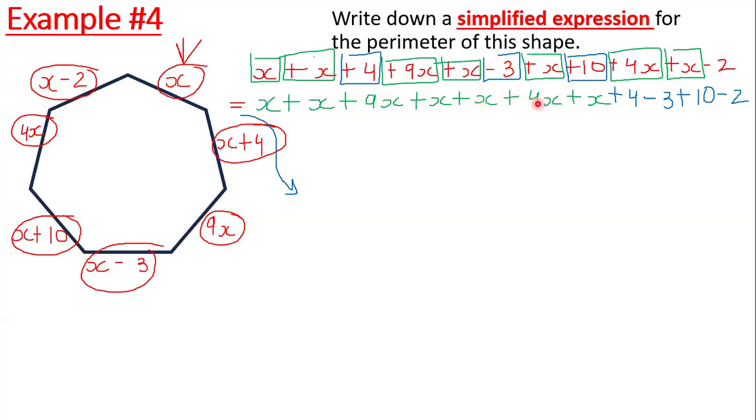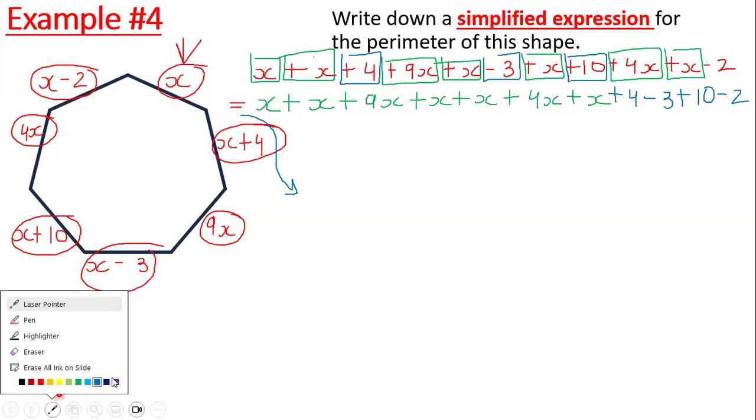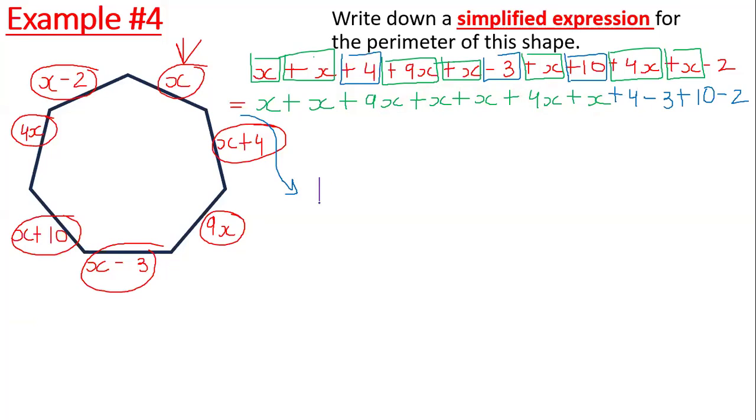13x plus 4x is 17x. 17x plus x is 18x. So it's 18x's. How many persons got the 18x? How many of you got the 18? I got that. 18x. Good. Okay, now let's do the numbers.